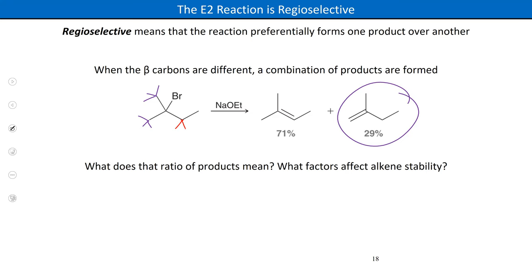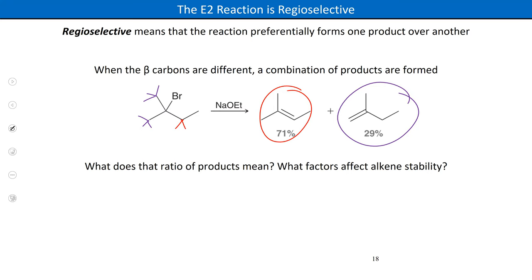So just from a statistics point of view, if everything else was the same, we'd say, well, out of the eight possible hydrogens, six of them give us the same product. So we would expect it to be like a 3-to-1 ratio. But opposite of the ratio we actually observe. So that tells us there's some stability things going on in there as well.